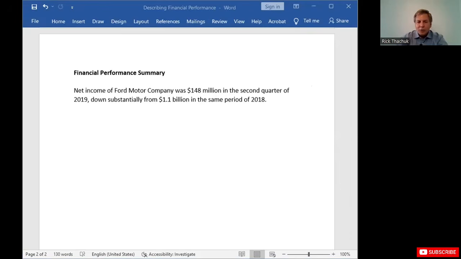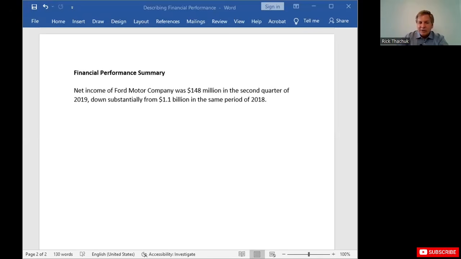Net income of Ford Motor Company was 148 million US dollars in the second quarter of 2019, down substantially from $1.1 billion in the same period of 2018. So you see I used the reference 1.1 billion to make it quicker and easier to refer to that number. I used down, but there are other words that you can use, and that would be fine as well. I would think you probably got this because this is the exact same pattern we used when we were presenting financial values and comparing from one quarter to the next.